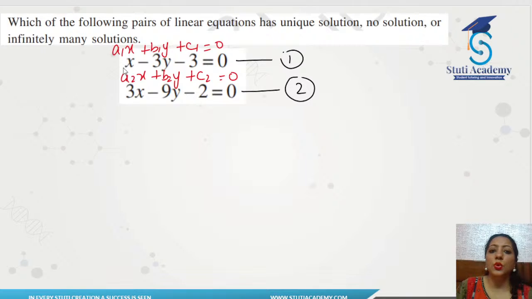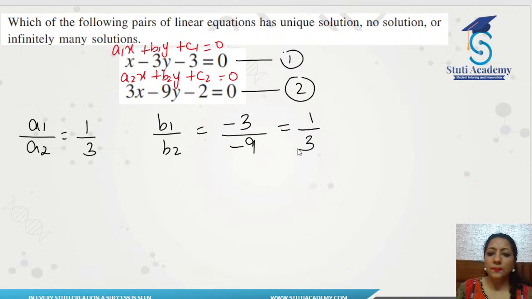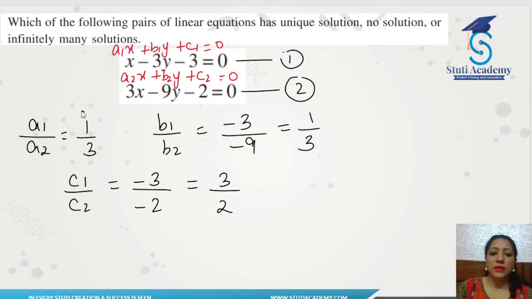Then I can say a1 is the coefficient of x here, that's actually 1. b1 is the coefficient of y, that's minus 3. c1 here is the constant term, that's minus 3. In the same way, a2 is 3, b2 is minus 9 and c2 is minus 2. Now we'll see, we have a1 upon a2 as 1 upon 3, b1 upon b2 as minus 3 upon minus 9, that is 1 upon 3. Then we have c1 upon c2 equal to minus 3 upon minus 2, which can also be written as 3 by 2. Now as we can see, these two are equal, but this is different.